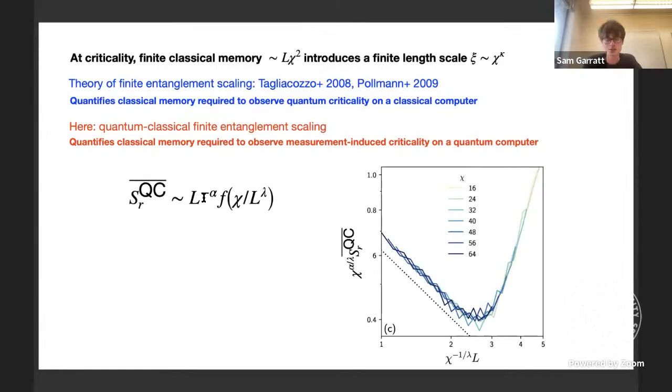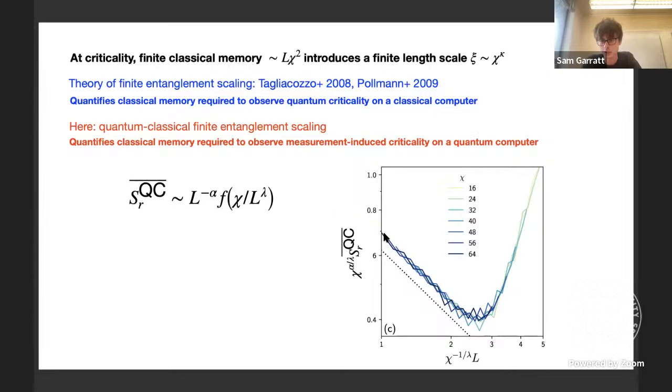And so what we can do is take this plot I showed you before. On the right-hand side of the previous figure, I showed you all these lines that were flying off to infinity as I increase L. What I can now do is ask: if there is a characteristic length scale that's been introduced by my finite bond dimension, I should be able to collapse my quantum classical entanglement entropy using this form here.